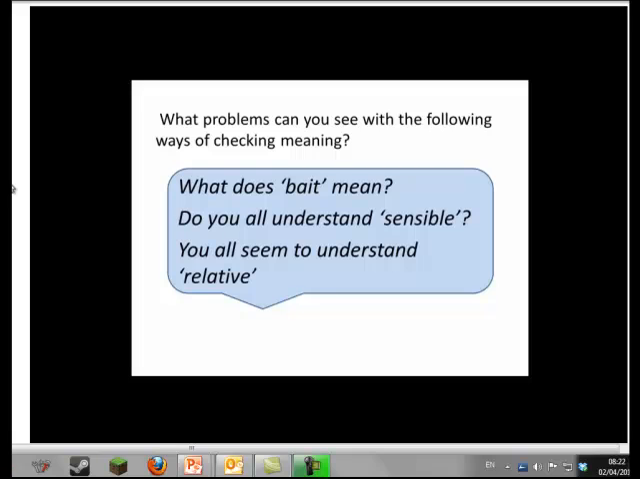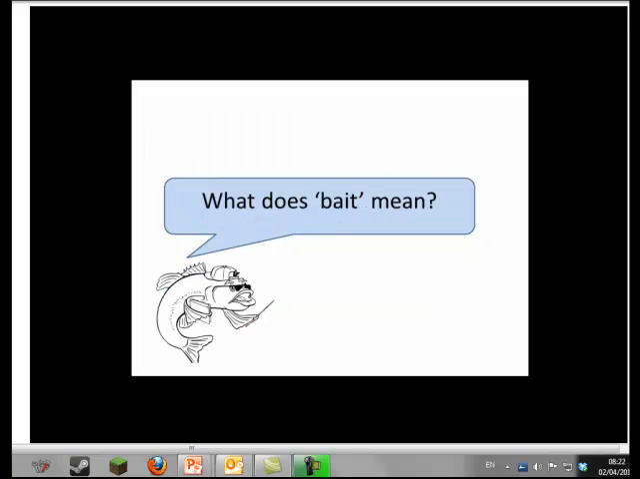These are ways that teachers may use to check meaning, but none of them are very good. So just have a look, stop me for a minute and think why you think these questions might not be really helpful. Okay, let's have a look at this first one. This is the one that you're definitely going to use, even despite, in fact, what I'm going to tell you now, because it's the obvious one that comes to your mind.